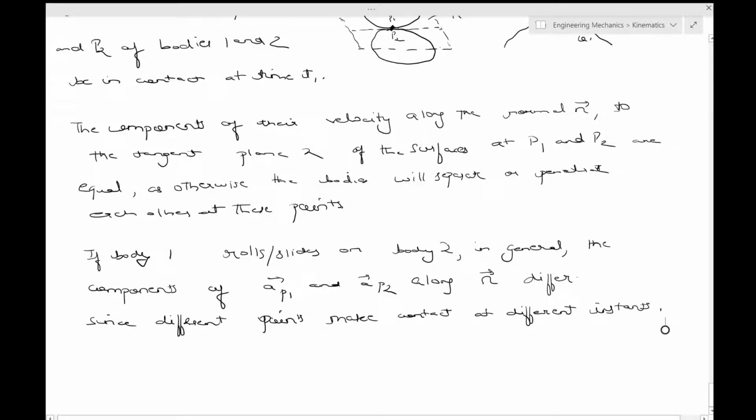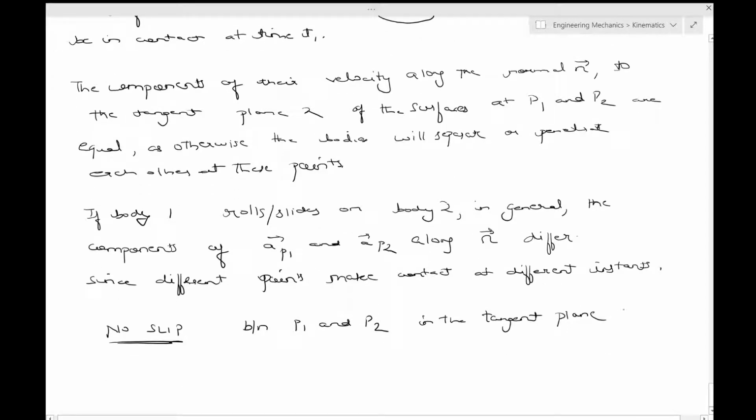Now we want to consider this no slip situation. Okay, so no slip between P1 and P2. Remember, P1 and P2 are the material points in the tangent plane pi. Their velocity components in this plane must be equal.